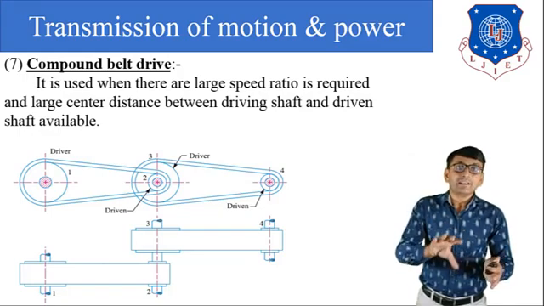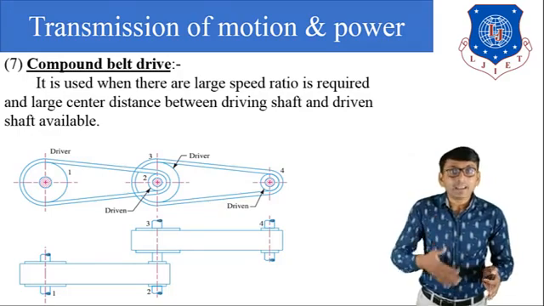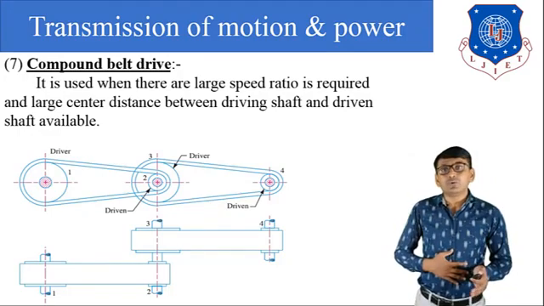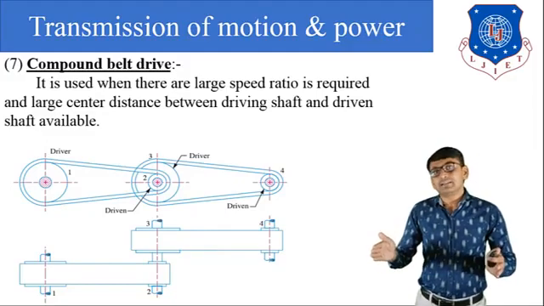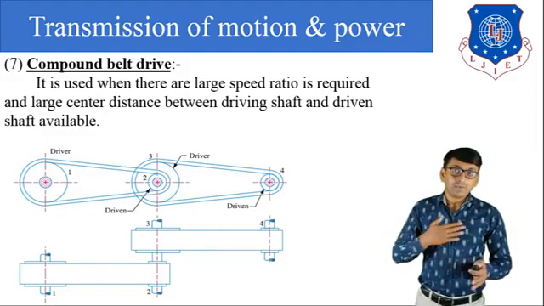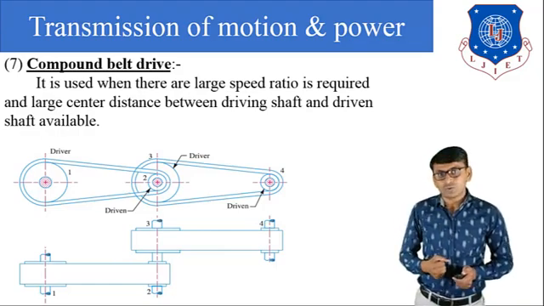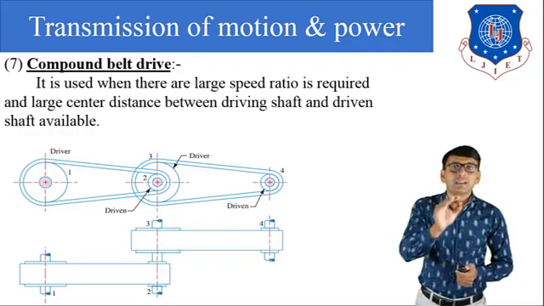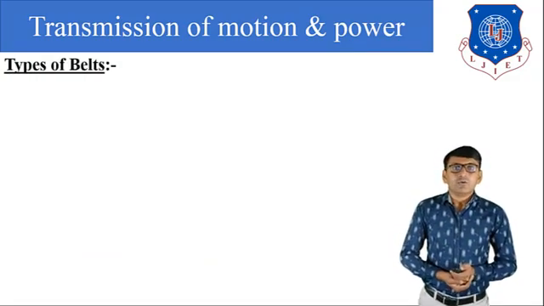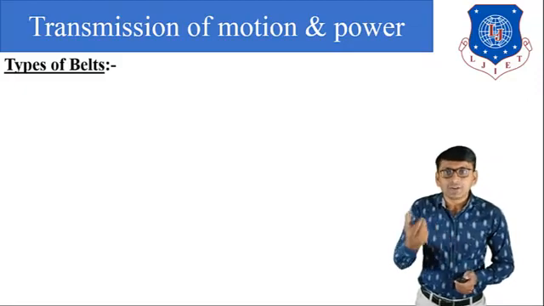So one intermediate pulley is required. Now how many intermediate pulleys do we have to use? That depends on the center distance between the driving shaft and driven shaft. We may have to use multiple intermediate pulleys also. So this is about types of belt drive. Now we discuss different types of belt.